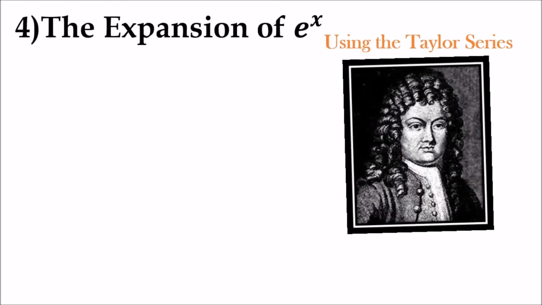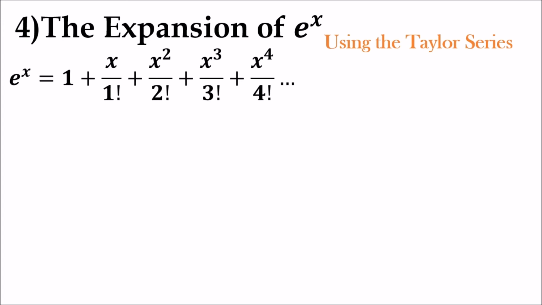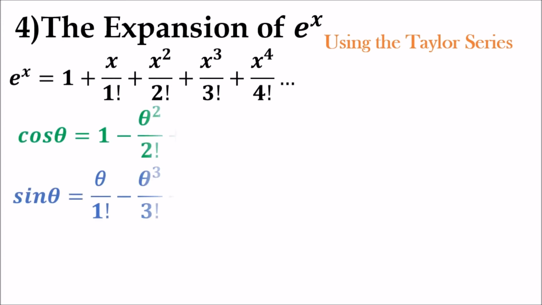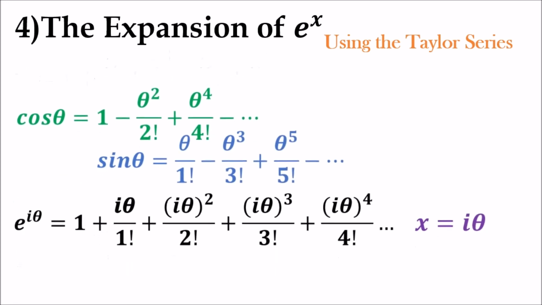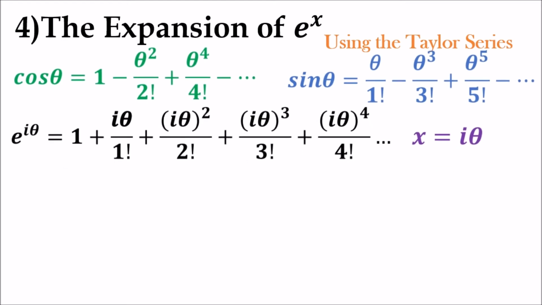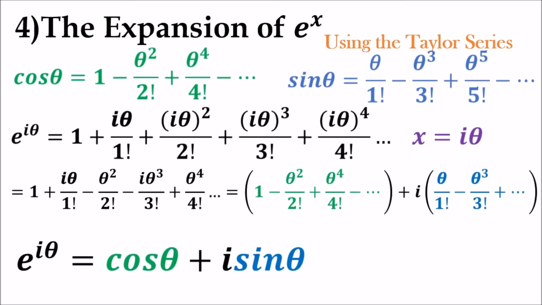Using the Taylor series, the function e to the power x can be expanded and written as follows. We can also expand cosine theta and sine theta to the following. Now substitute i times theta for x to get e to the power i times theta, which we expand to get this. After isolating the terms multiplied by i and factoring i out, we get a familiar pattern that gives us the rule that e to the power i times theta equals cosine theta plus i times sine theta.